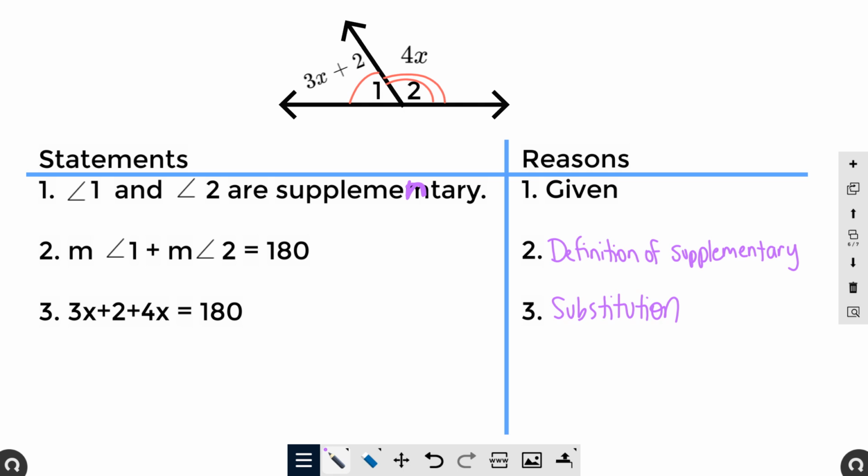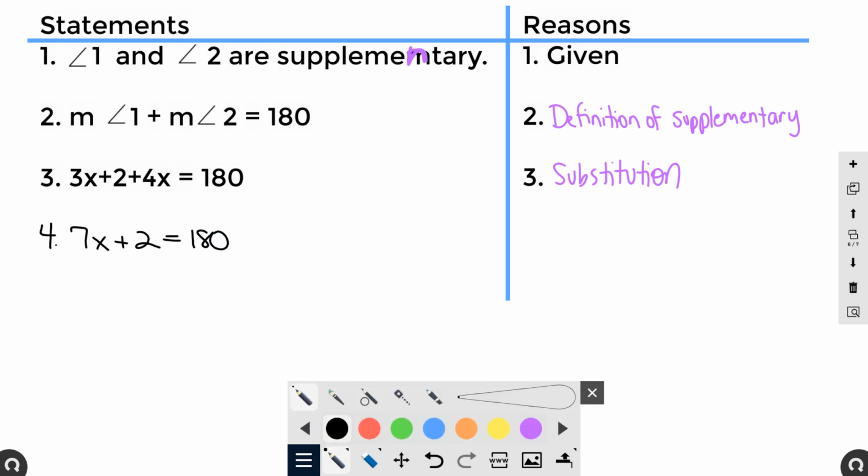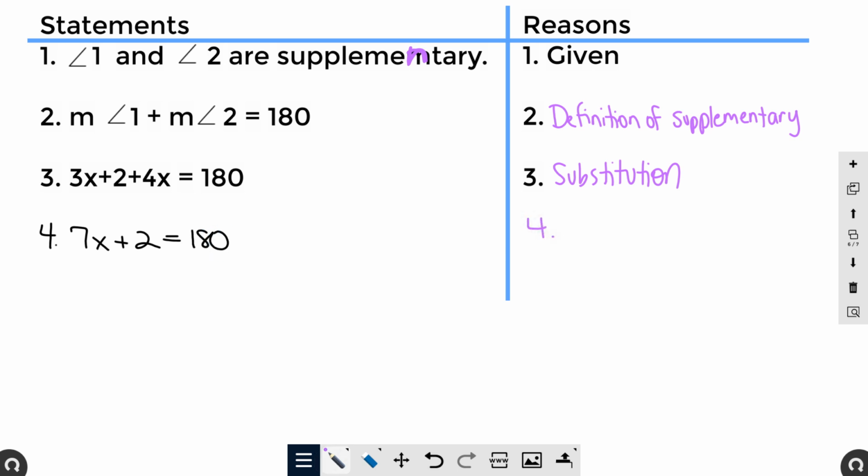Could we finish up this proof? Because I bet that's not the end. What would you do next if you were solving this? Combine like terms. Let's finish up this proof and add some more statements. So statement 4 over here would be what? We could combine like terms and get 7x plus 2 equals 180. So statement 4 would be combine like terms.